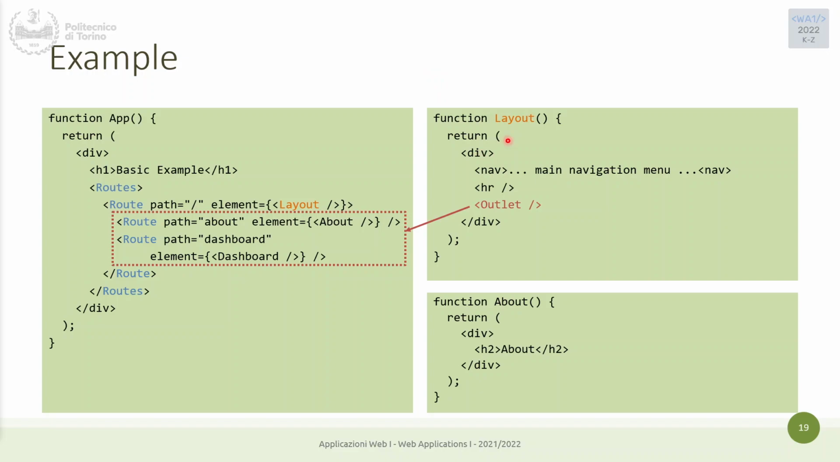As you can see, we have a div, we have a navigation bar, in which you can imagine to have the about and the dashboard links, for instance, or many other links. We have a horizontal rule, and then the outlet component. This is necessary to specify, please show the about component or the dashboard component in that specific point, not before the HR tag, not under the div, not before the nav tag. This is a specific point in which we want to render that component.